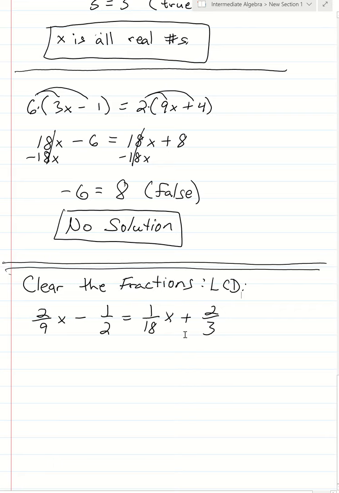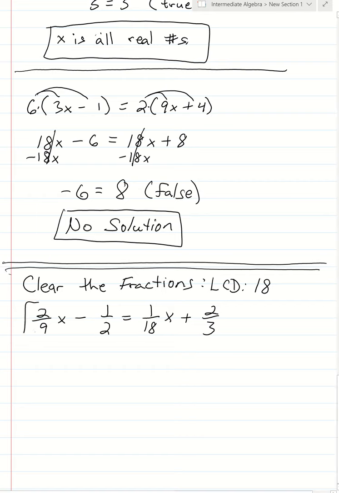We are looking for the smallest number that is divisible by 9, 2, 18, and 3. Okay? What number, if I divide it by 9, 2, 18, and 3, will go in evenly? And of course the answer is 18. 18 is the smallest number because 18 is divisible by those 4 denominators. There are larger numbers, but I'm going to recommend that you get the smallest number possible.